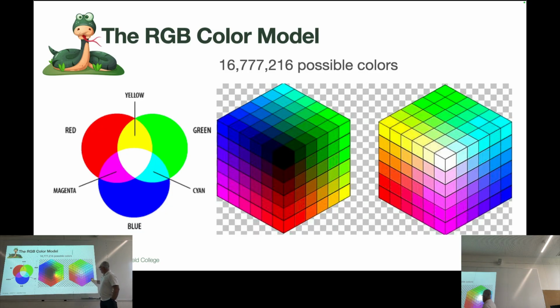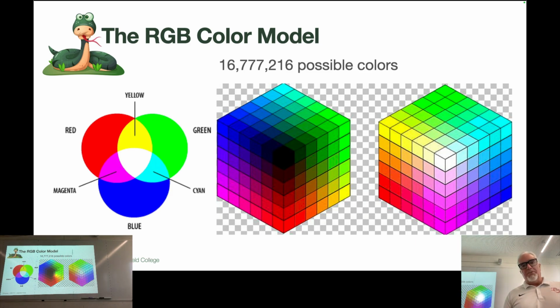So as we go from full strength of everything, we get white. And as we move toward the corners, of course, we've got our primary colors and then the secondary colors as well, cyan, magenta, and yellow. And then if you look at the other side, obviously that's the same thing.